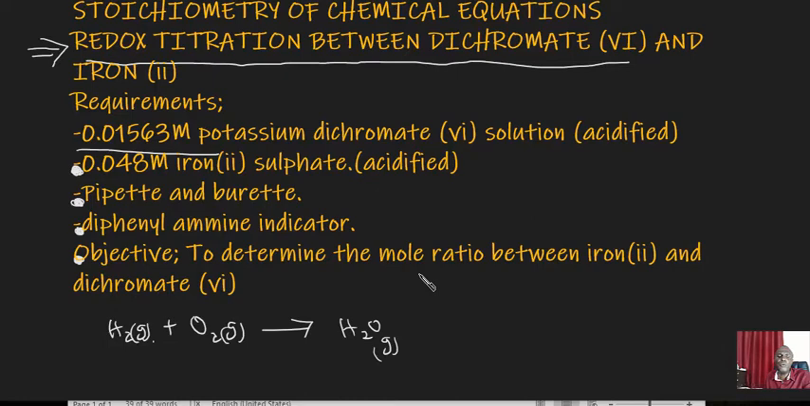Now, if you look at the number of atoms on the left for hydrogen, they are 2. On the right, they are also 2. They are balanced. The number of oxygens on the left is 2. The number of oxygens on the right is 1. So we can multiply the water molecule by 2, so that the number of oxygen atoms is 2. But that has made the number of hydrogen atoms on the right 4. So we have to adjust also.